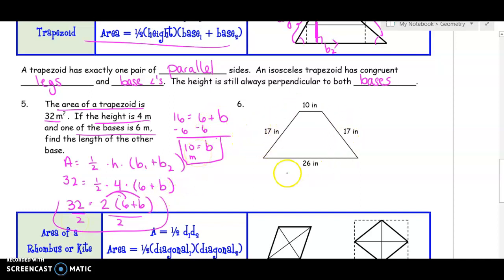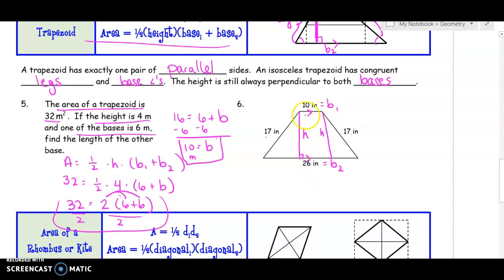For this one, number 6, the bases are the two parallel sides. So this is definitely one of the bases. I'll call it B1. I'll call the other one B2. It doesn't matter which one's 1 and 2. These are not the height. 17 is not the height. Let's draw in a height. The height is going to be perpendicular and it'll go between the two bases. I don't know what that base is. I'm going to draw in another height here.